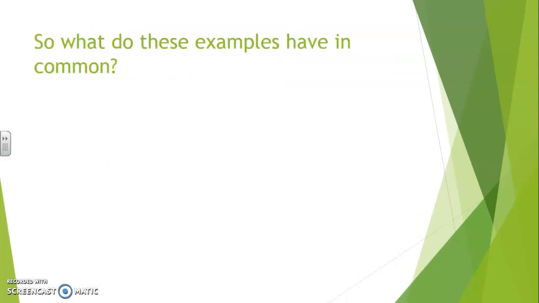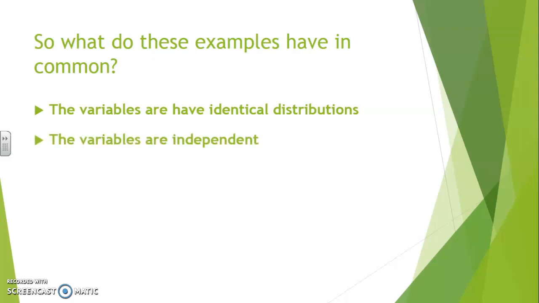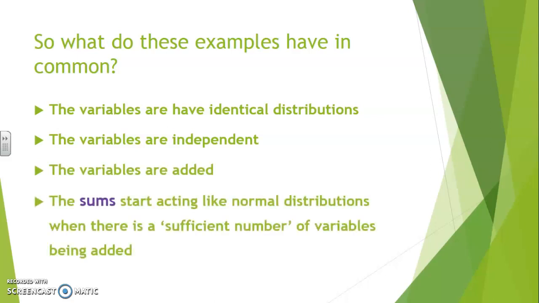So what do these two examples have in common? Well, the variables that were considered had identical distributions. In the first case, we were repeating Bernoulli experiments. In the second, we were repeating Poisson distributions. The variables are independent. The toss of a die has no influence on the result of the next toss. And the variables were added to create a sum. It's actually the sum that started acting like a normal distribution, as long as we had a sufficient number of variables being added.